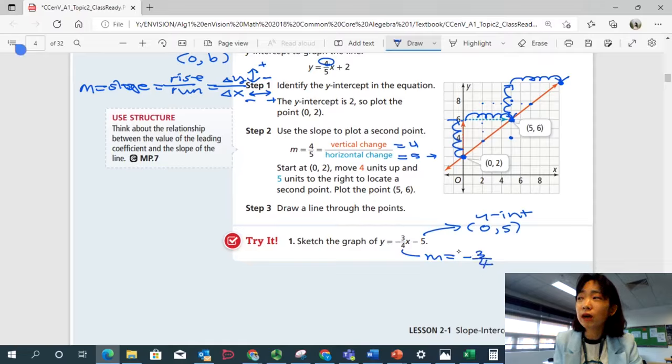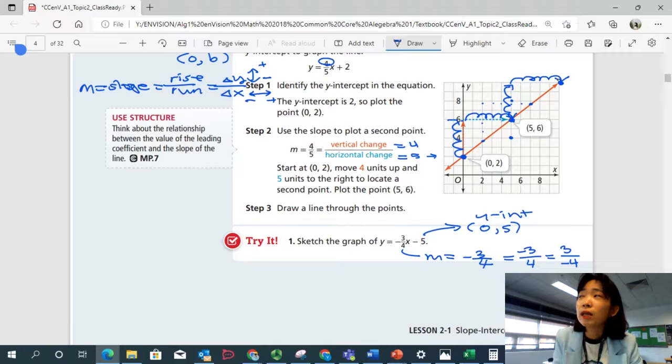-3/4. What happens if you have a negative slope? That means you can either have -3, so you go down 3, and then you go right 4, +4, or if you do +3 and you go up 3, you have to go left 4, so -4. But the negative could be on either side of the fraction. And it should work if you're counting it correctly. It's just going to go the same direction.